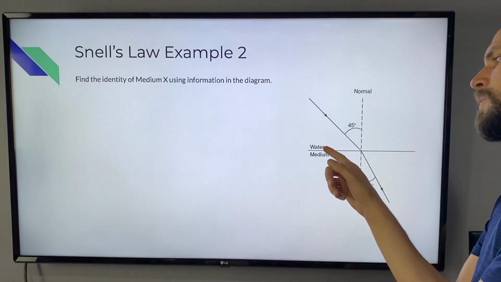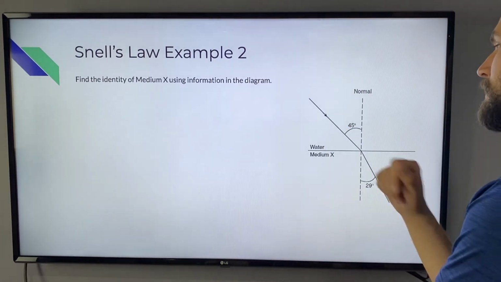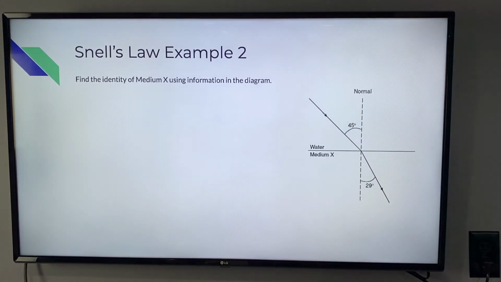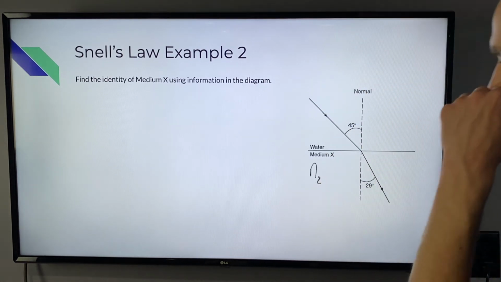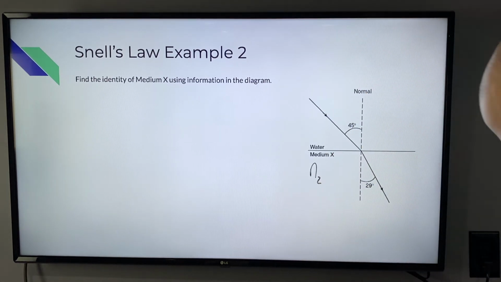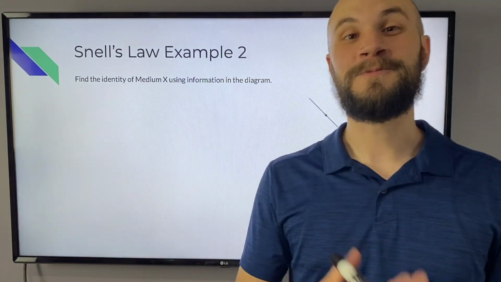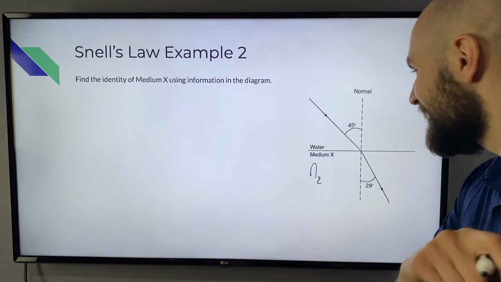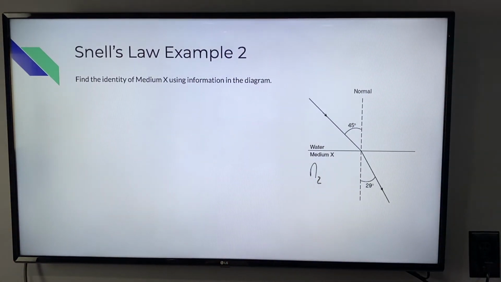But we do know the index of refraction of water. We can look that up in the reference table. We know the incident angle, we know the refracted angle. Can't we solve for the index of refraction of medium X? And if we know that number, isn't there a table that we could use for reference to figure out what that number corresponds to for the material? Let's do it.